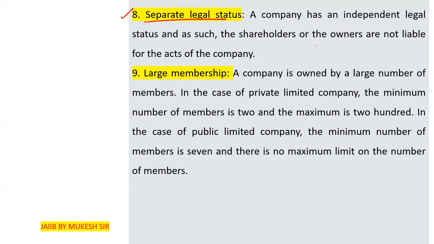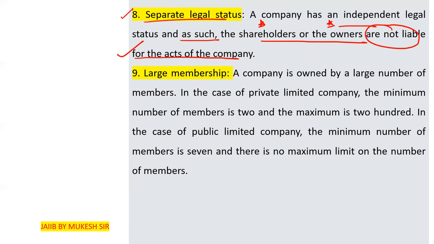A company has an independent legal status, and as such, the shareholders or the owners are not liable basically for the acts of the company.